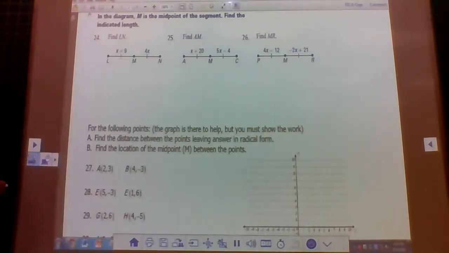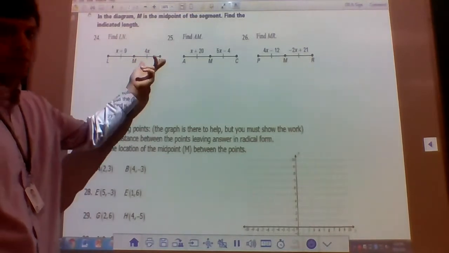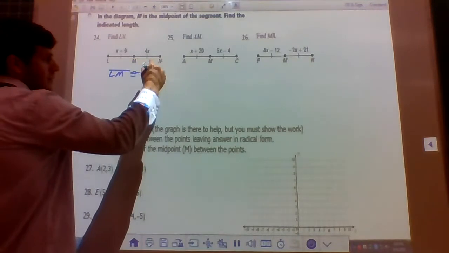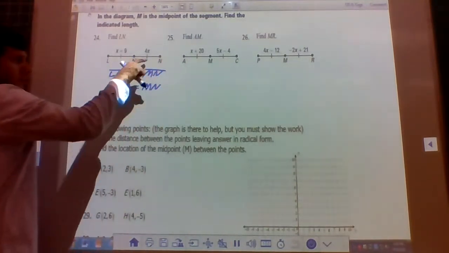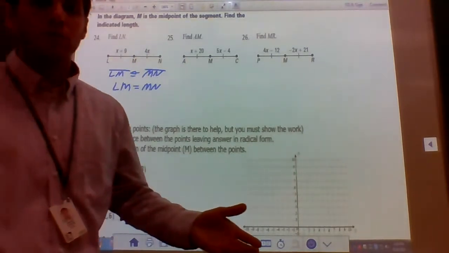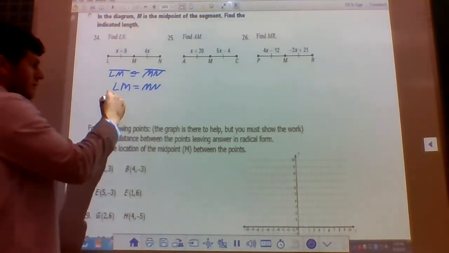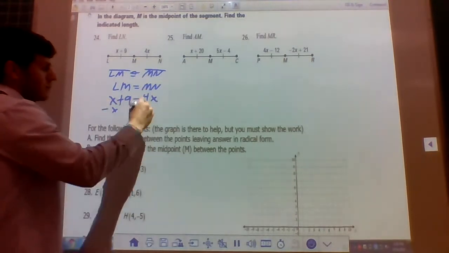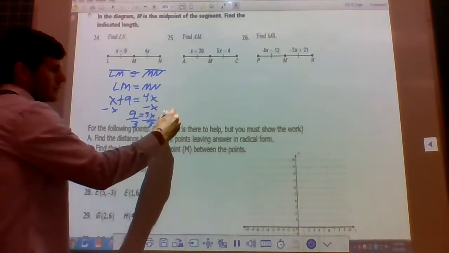The next three are just like 5 through 8. In the diagram, M is the midpoint of the segment. Find the indicated length. Since M is the midpoint, we know segment LM is congruent to segment MN. Therefore, the length of LM equals the length of MN. That's the definition of congruent segments. LM is x plus 9. MN is 4x. We can subtract x from both sides, and then divide by 3 on both sides, and we get x equals 3.